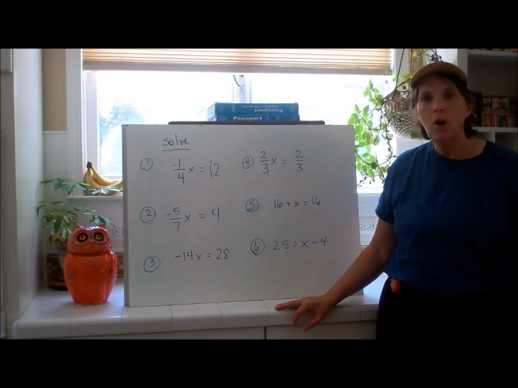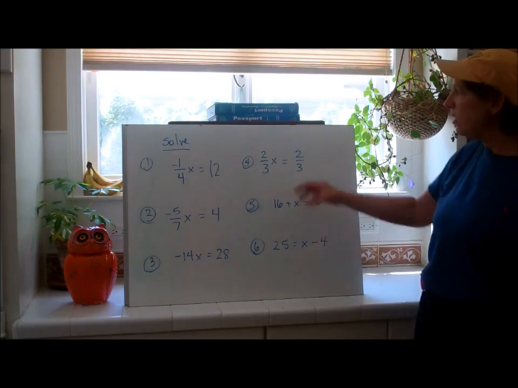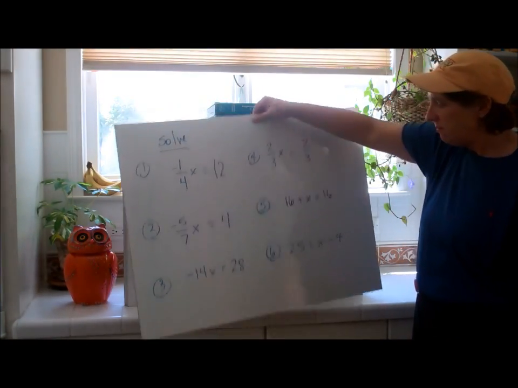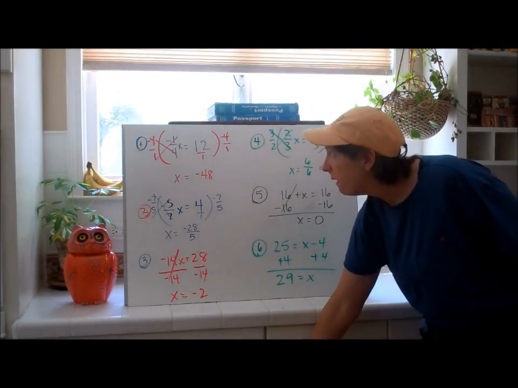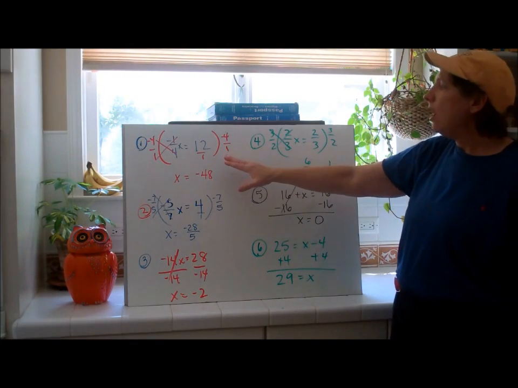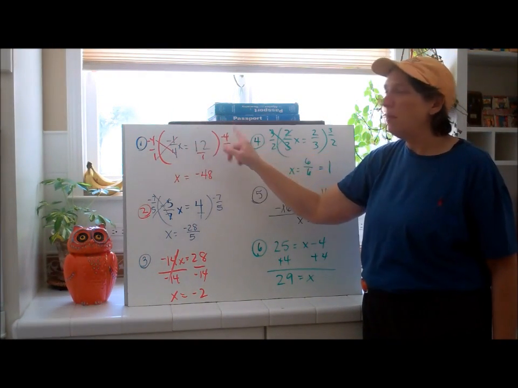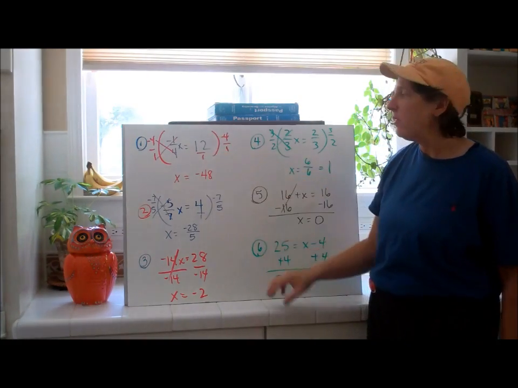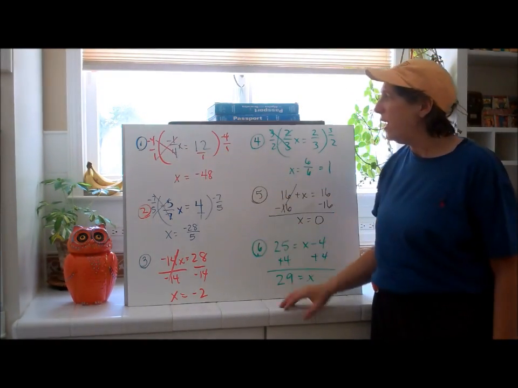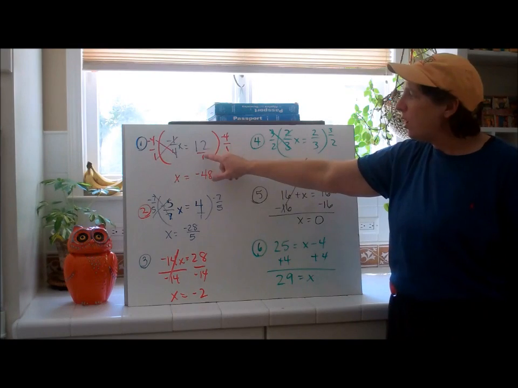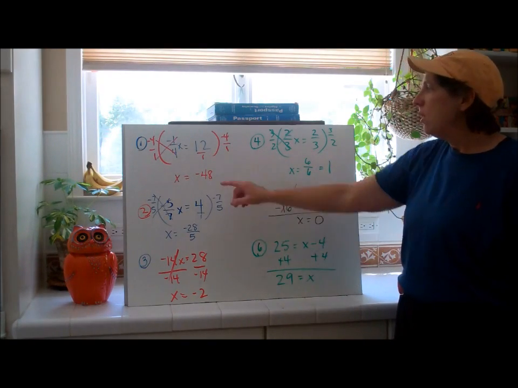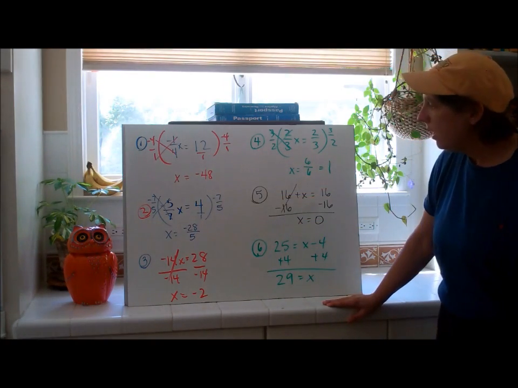Alright, welcome back. I hope you did well. Let's see how you did. All right, so on number 1, it's a fraction with the variable, so you're going to put giant parentheses and you're going to multiply by the reciprocal. Don't forget to multiply by the negative. If you need to put 12 over 1, you can do so. So you get x equals negative 48.